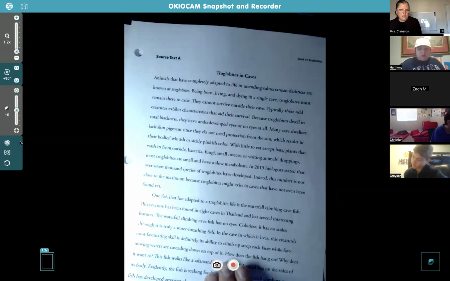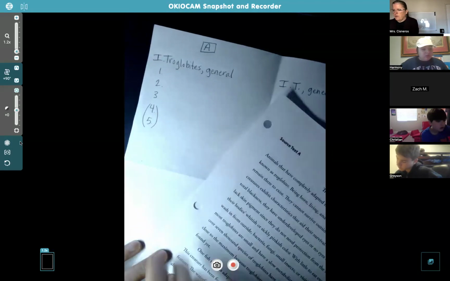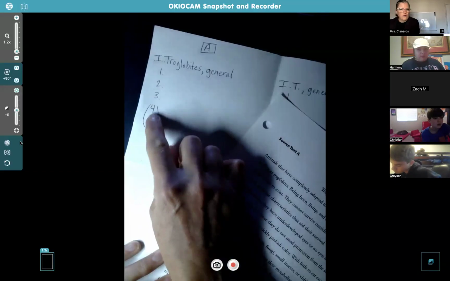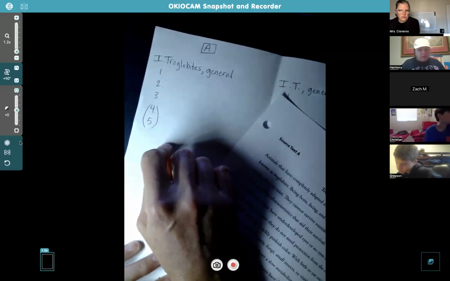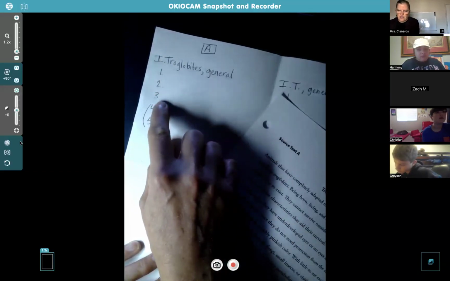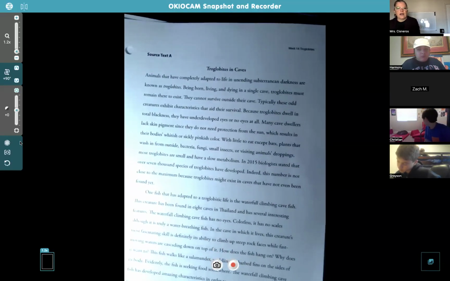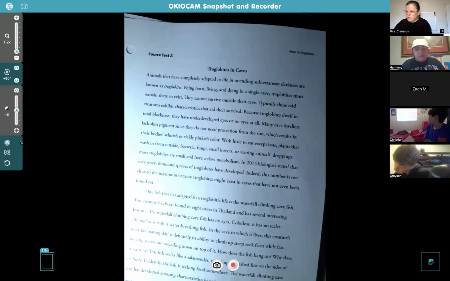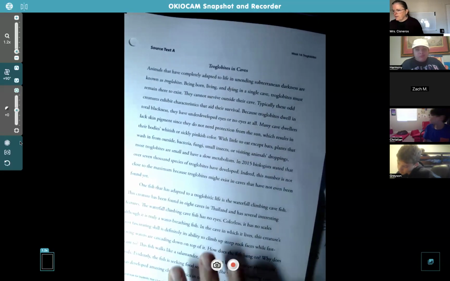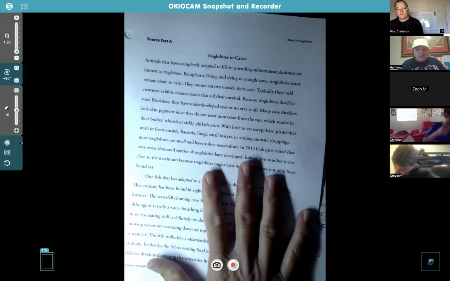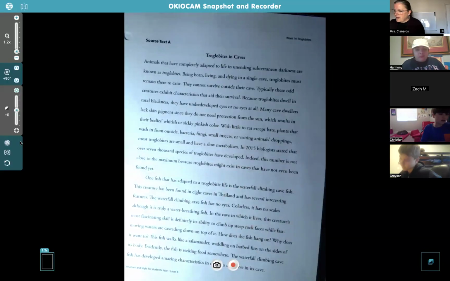The goal is 3 right here, 1, 2, 3. But if you find 4 and 5, you want to add those, that's okay too. It's up to you, but you must have 3 at least. So I'm going to go ahead and read it. You focus on finding facts that stand out to you and start recording that on your outline. So it says, animals that have completely adapted to life in unending subterranean darkness are known as troglobites.